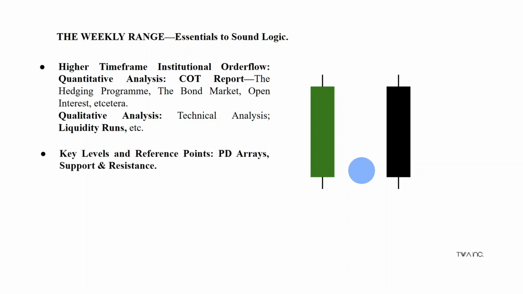So the next one is key levels and reference points. Key levels like your support, resistance, PD arrays, because I trade the ICT concept, which is not even a new thing, right? PD arrays like your mitigation blocks, old highs, old lows, rejection blocks, and all of these reference points. That's how you can define sound logic when you want to define the weekly range. So these are essential tools to sound logic.